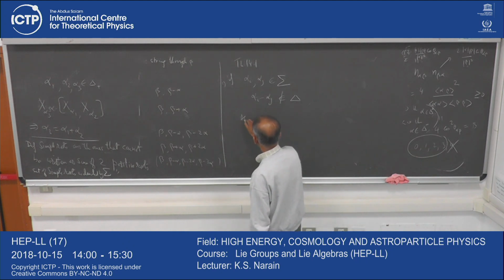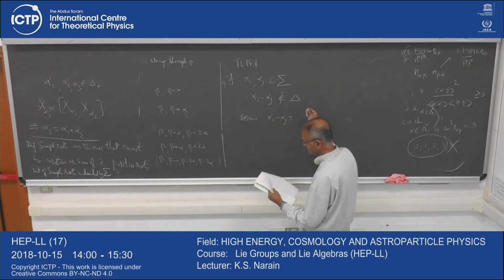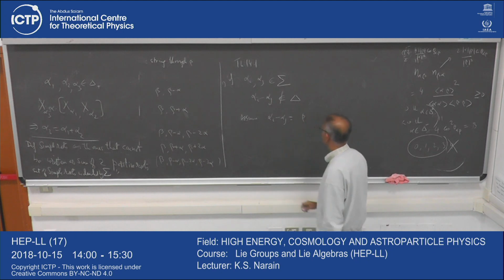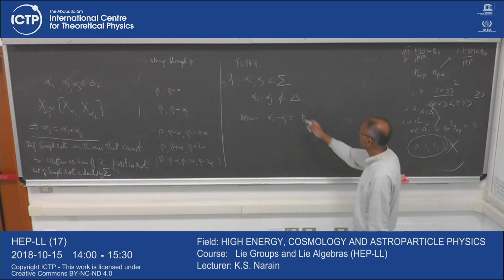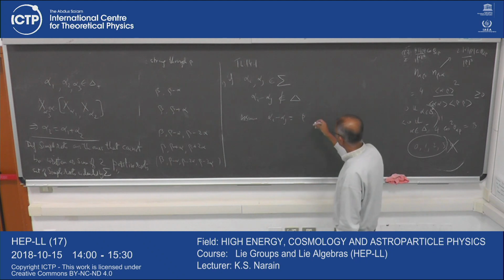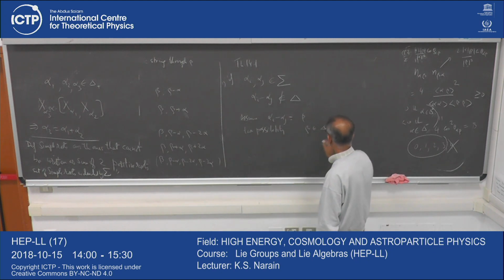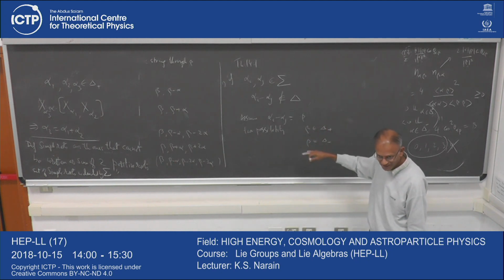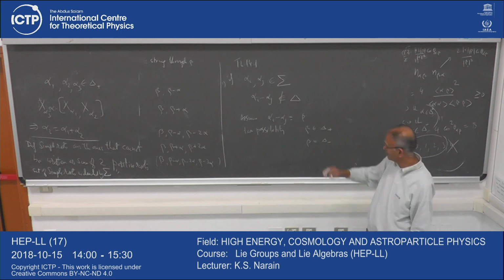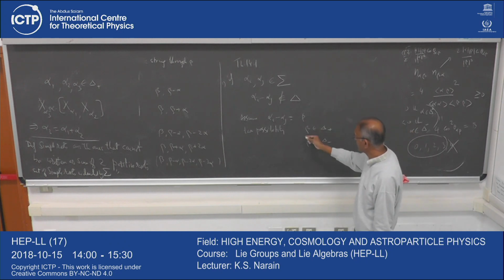Suppose it is not, so assume that alpha i minus alpha j is some, let's call it beta, where beta is an element of the roots. So there are two possibilities. Beta can be either in delta plus or beta can be in delta minus. Of course, they cannot both be true, because there's a clear separation of delta plus and delta minus. So we have to take both these cases.